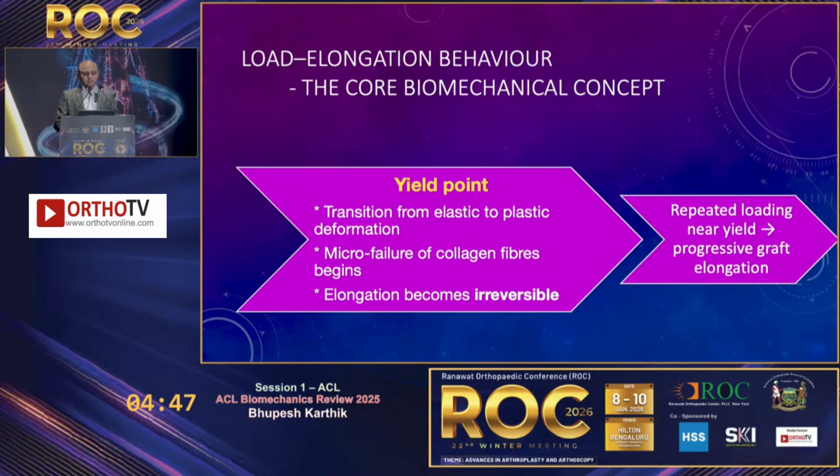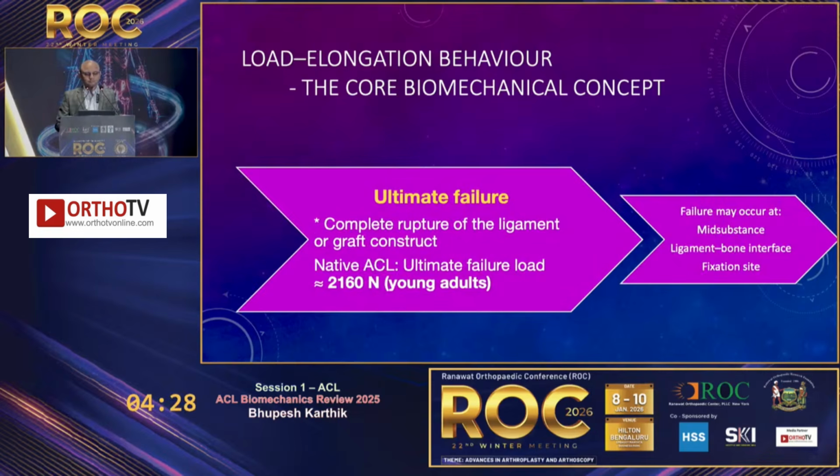In this curve, from elastic, reversible deformation, there is plastic, irreversible deformation at the yield point of the fibers of the ACL. This leads to micro failure of the collagen, and repeated loading in the yield phase will lead to elongation of the graft. The complete failure, the ultimate failure, happens at 2160 newtons in young adults, and there is complete macro rupture of the ligament in this phase.